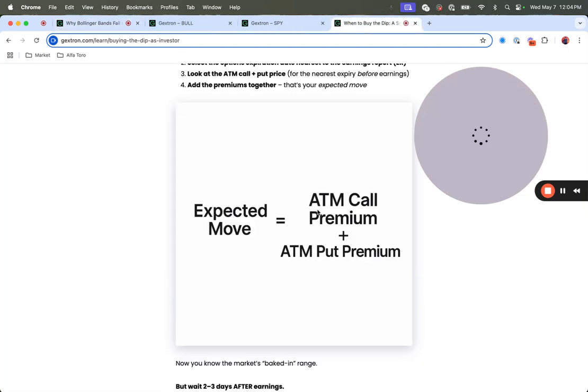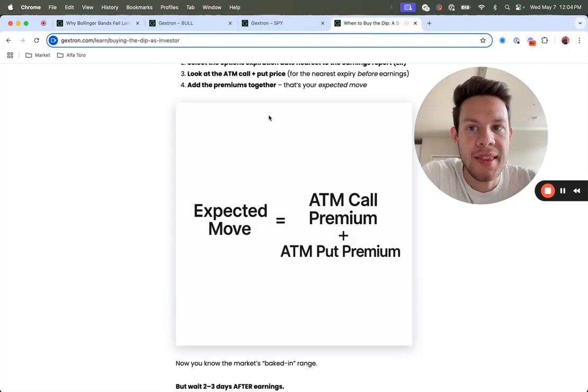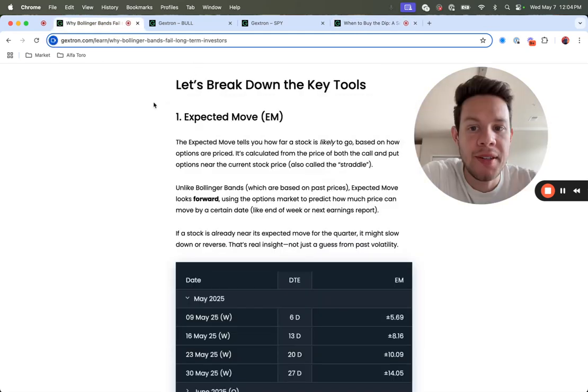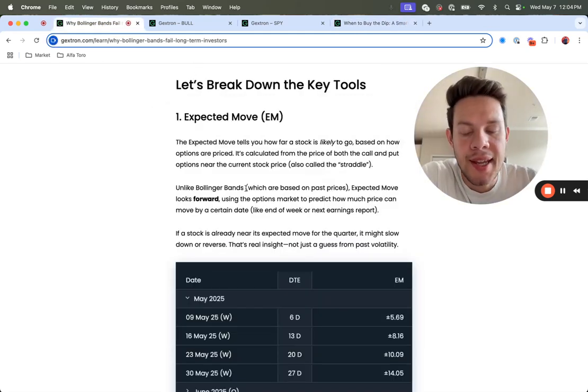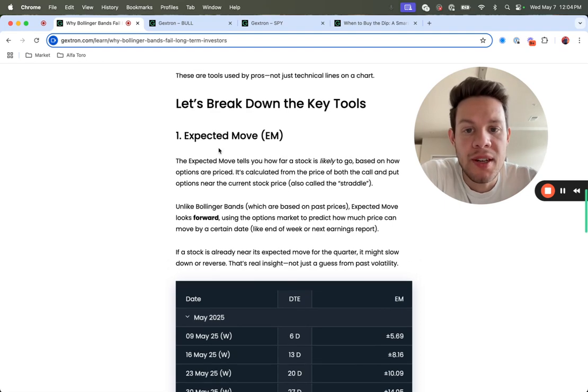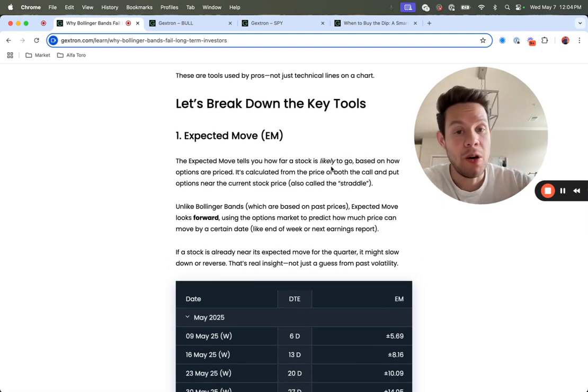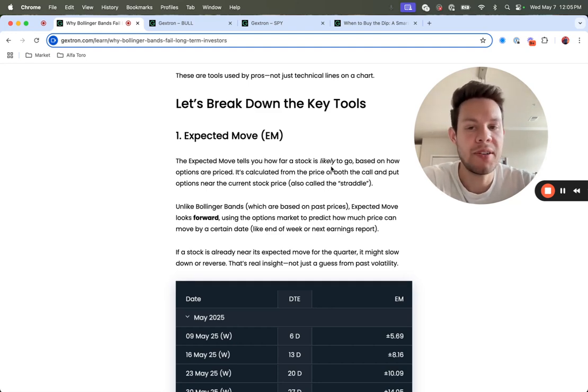Again, you could do the DIY version, which is just get the at the money. Gextron does it a little bit different because it uses implied volatility, it uses the option premium, it takes into consideration theta, all these things that help you make it a lot more accurate. So I said the expected move tells you how far a stock is likely to go based on how the options are priced in. Whatever the option prices are based on, it's going to tell you how far the stock can go.